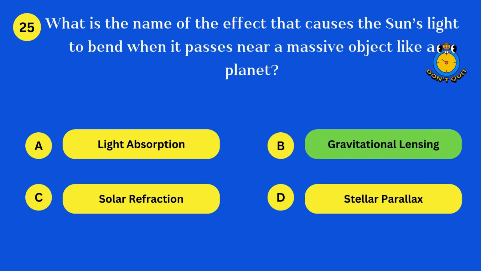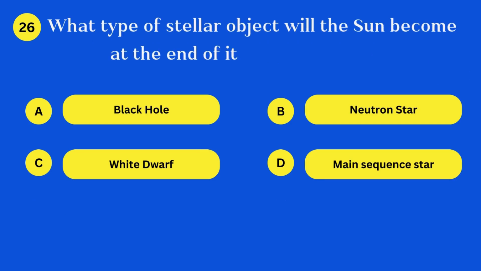Correct answer is B. Gravitational lensing. What type of stellar object will the Sun become at the end of its red giant phase? A. Black hole. B. Neutron star. C. White dwarf. D. Main sequence star.